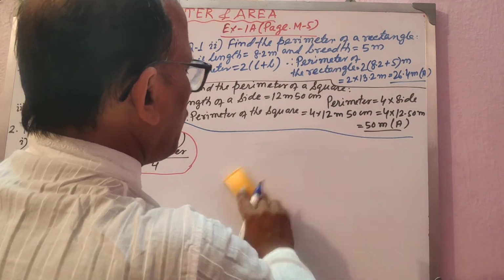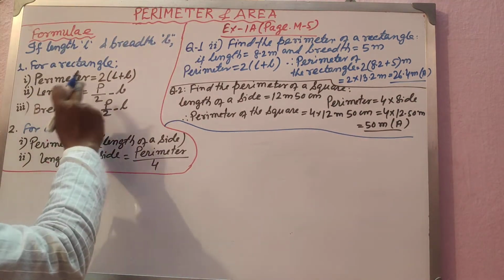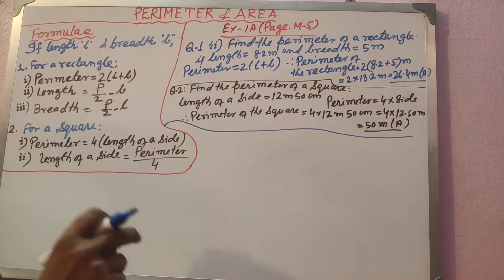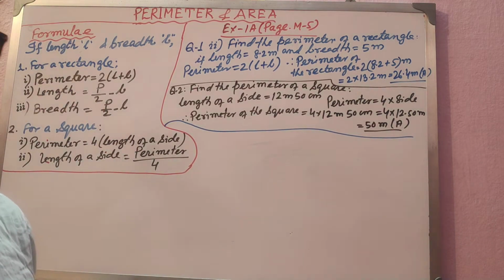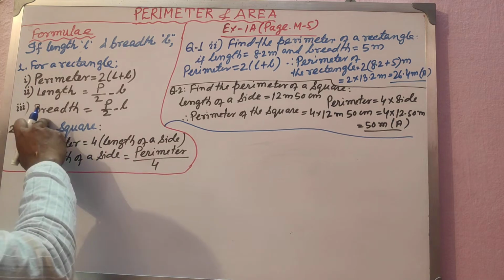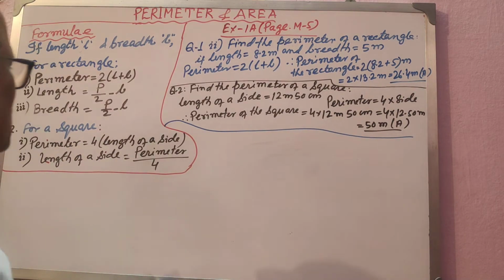From the perimeter, if you want to find out the length, it is the perimeter divided by 2 minus breadth. So if you want to find the length, you have to subtract the breadth from half of the perimeter. Similarly, breadth will be perimeter by 2 minus length.